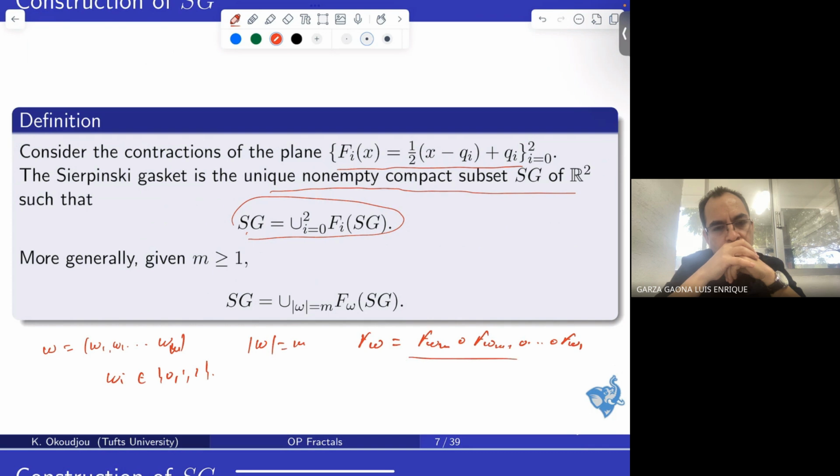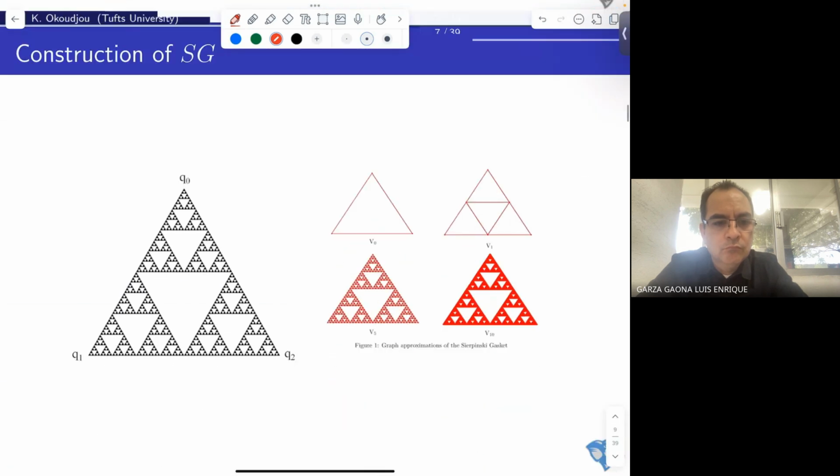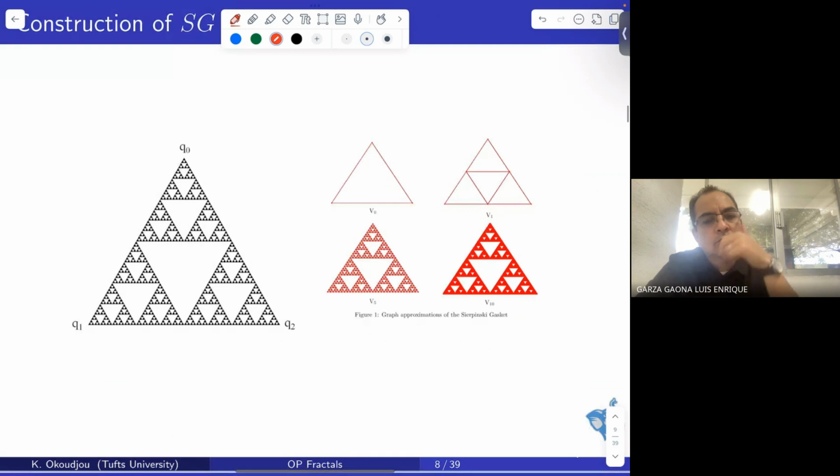So I can compose this many times. And if I collect all the words of a given length and take the union of all of those decompositions, I'm going to get, again, the Sierpinski gasket. Pictures are better to capture this. So this is an approximation to the Sierpinski gasket.